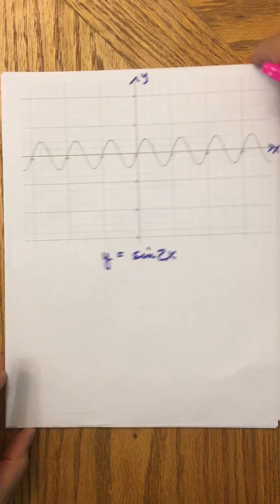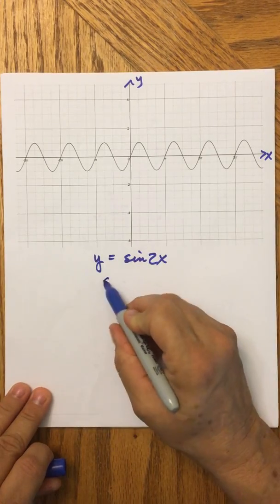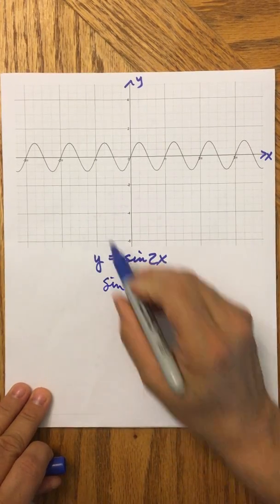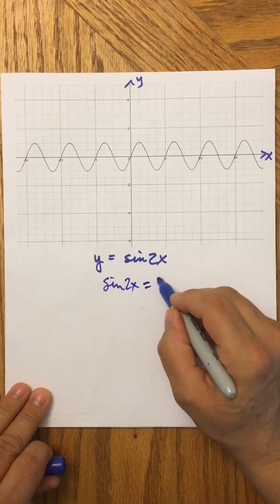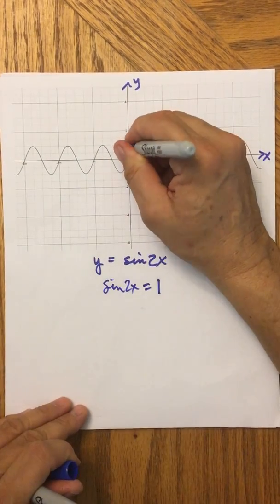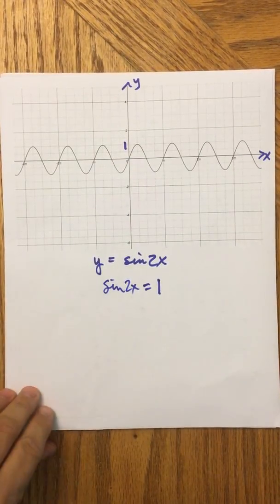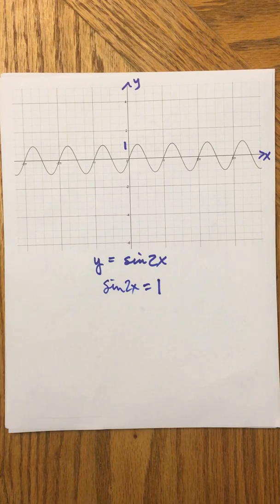All right, so pause the video and see if you can find where, visually, this is the graph of sine of 2x, where is that equal to 1, right? And this is 1 right here. So see if you can find those angles just visually. Pause the video, see if you can find them.